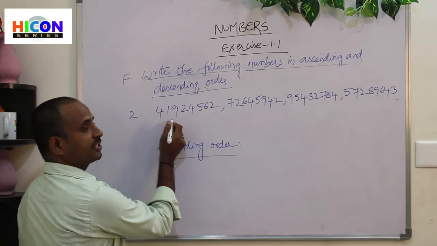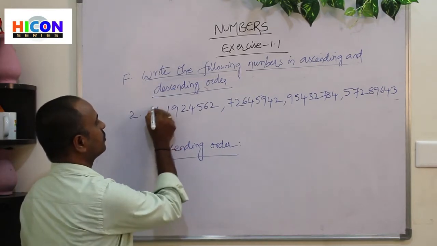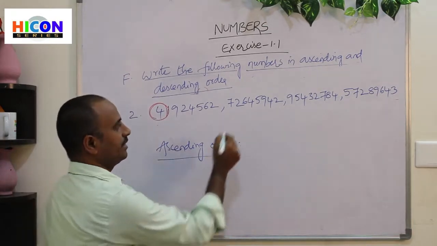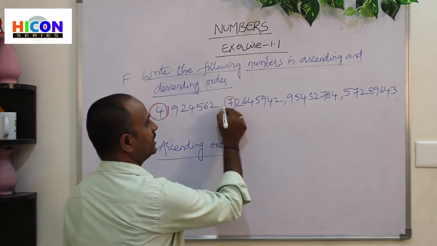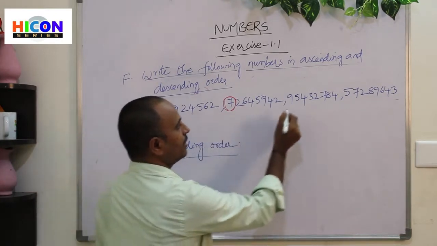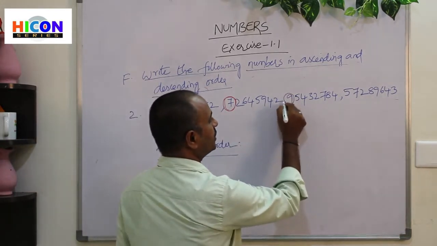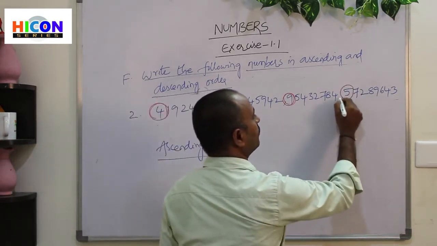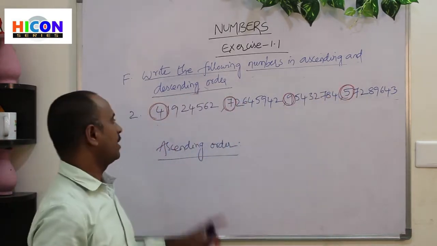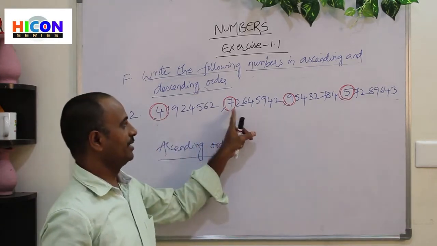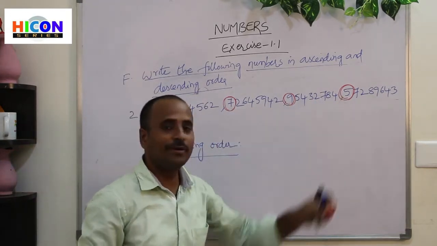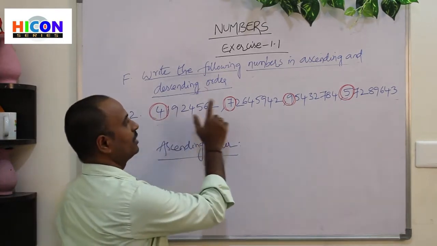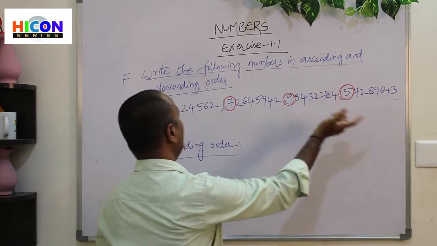In the first number, the first digit is 4. In the second number, the first digit is 7. In the third number, the first digit is 9. And in the fourth number, the first digit is 5. So among 4, 7, 9 and 5, which one is the smaller?